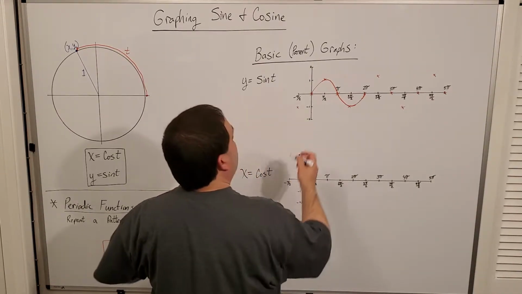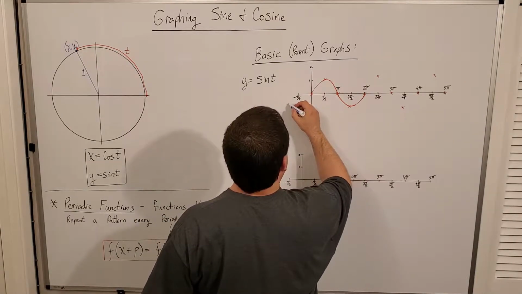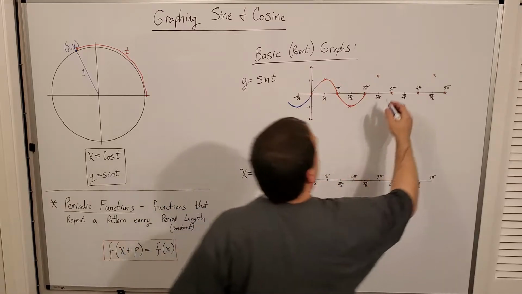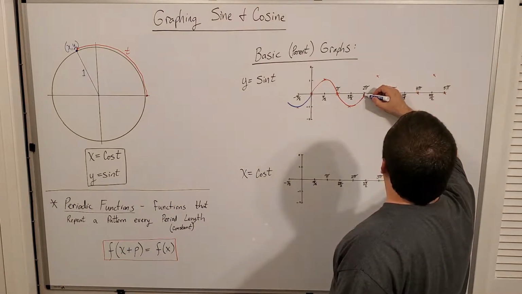So I could fill in my shape sort of like this. I'm going to fill in this side of the graph, and now I'm going to fill in this side of the graph right here.